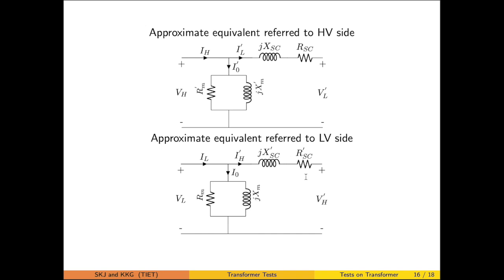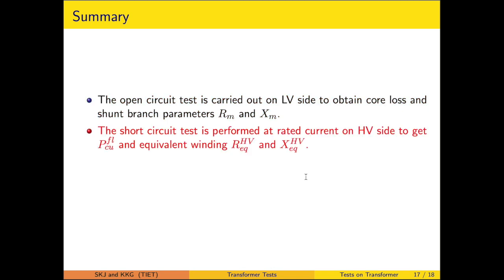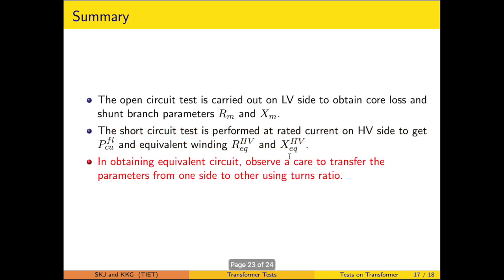So with this we can have a summary: the open circuit test is carried out on the low voltage side to obtain the core loss and the shunt branch parameters. The short circuit test is performed at the rated current on the high voltage side to get the full load copper loss and the equivalent winding resistance and reactance. So these will pertain to the high voltage side. In obtaining the equivalent circuit, we have to take care to transfer the parameters from one side to the other using the turns ratio square in the appropriate manner.